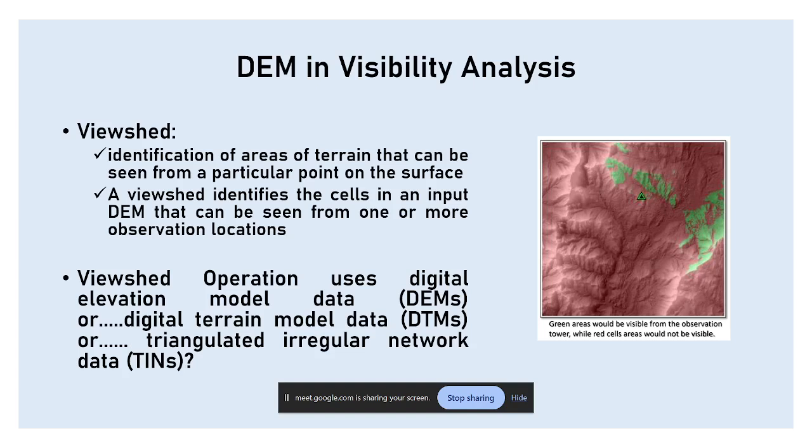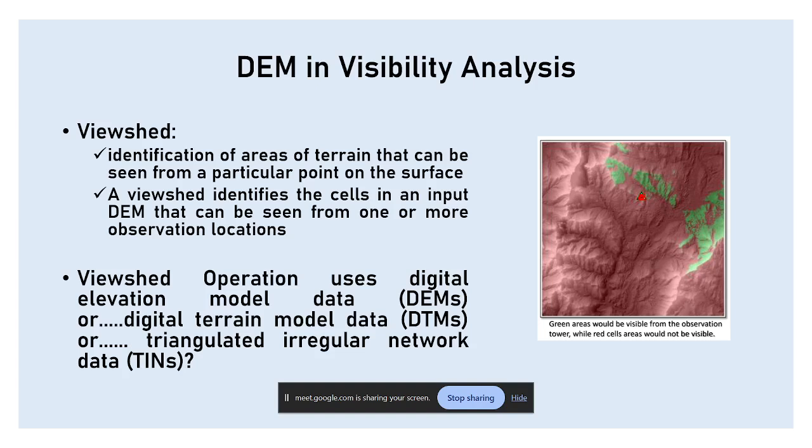So here in this image, you can see a digital elevation model input. You can see this rugged terrain, and this triangle that you see here is the point of observation. That is what they have written here. That is where the observation tower is.